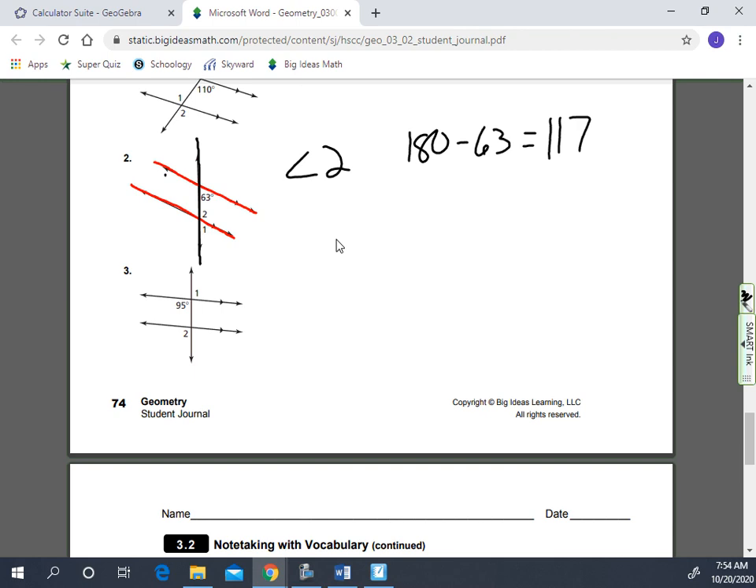117, I believe. Okay. What theorem do we use there? We use 3.4. Okay. Angle 1, well, that is actually 63 degrees, because it's actually a corresponding angle to 63. Okay, so we used corresponding angle 3.1.